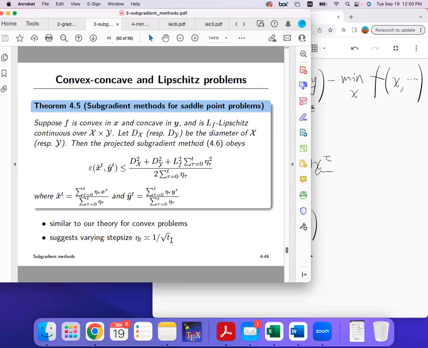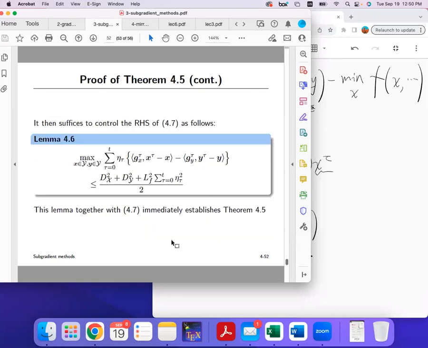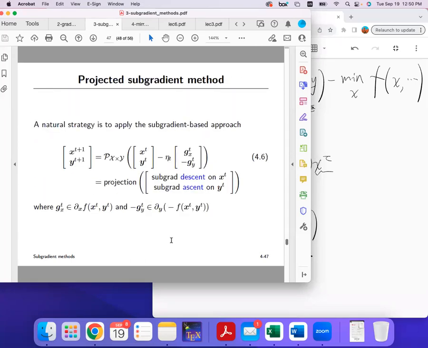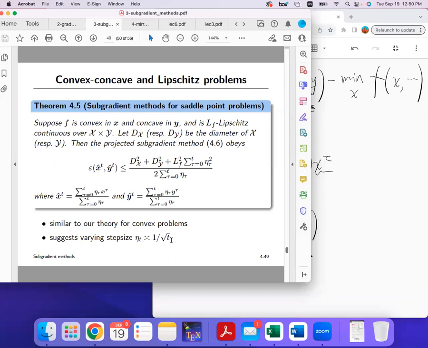So you see, the proof follows a very similar structure. Basically, convexity and utilizing the subgradient descent update rule. But now we have both x and y. For the y part, it is essentially symmetric to the x part, so there's no key difference in the proof. Okay, so this is the saddle point problem. And I think that's everything for the subgradient method that I want to talk about.